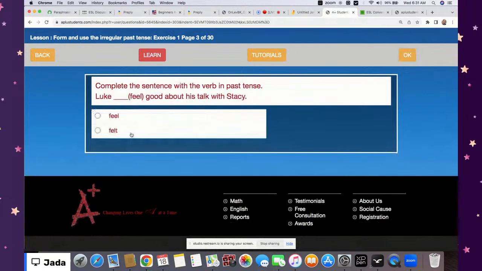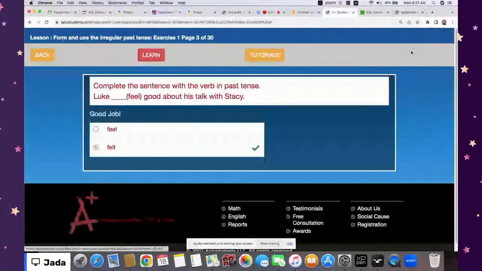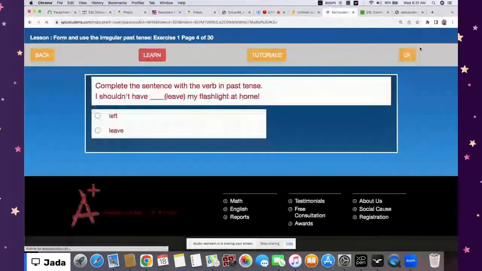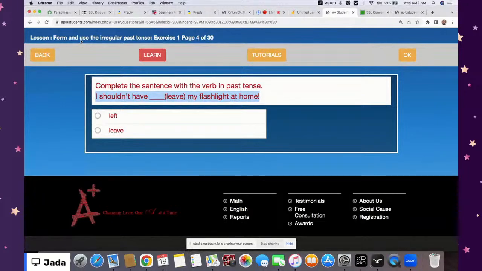So feel. Is it feel or felt? Of course, it's going to be the second one, which is felt. Then: I shouldn't have leave my flashlight at home. And we're talking about the past. So what is going to be the right answer for the past for this one? Is it leave or left? Okay. It is left.